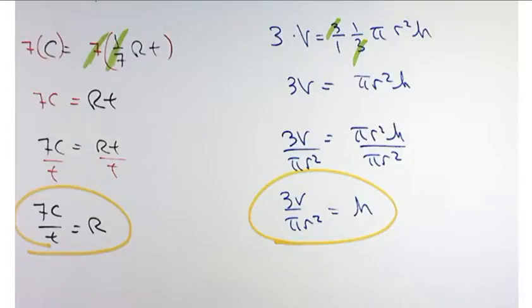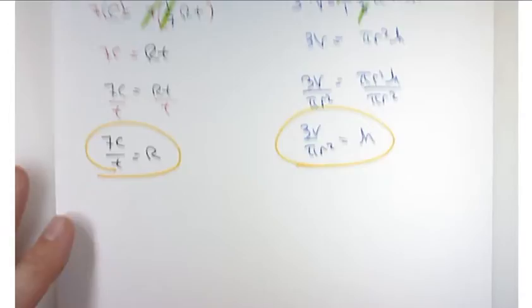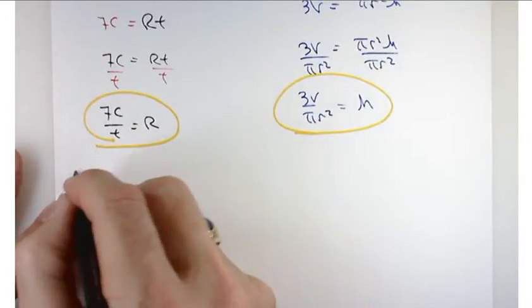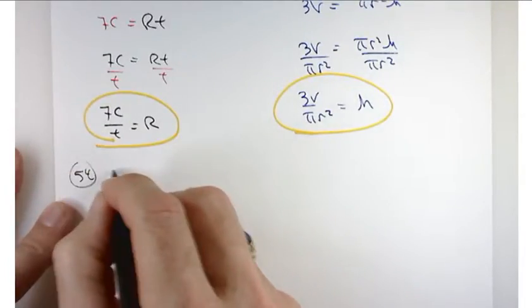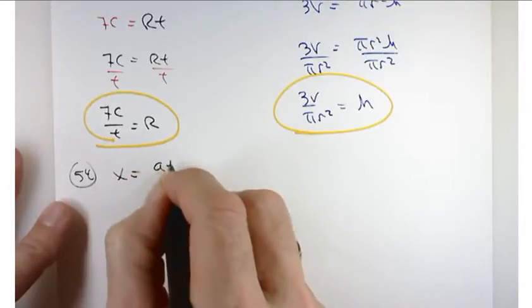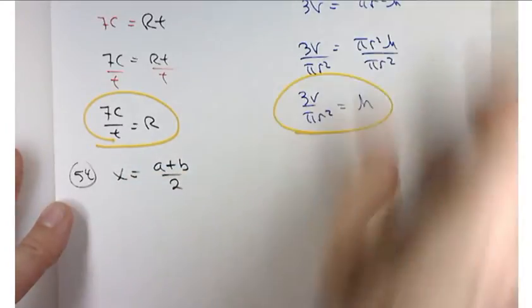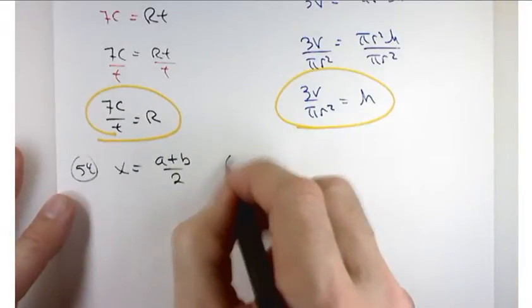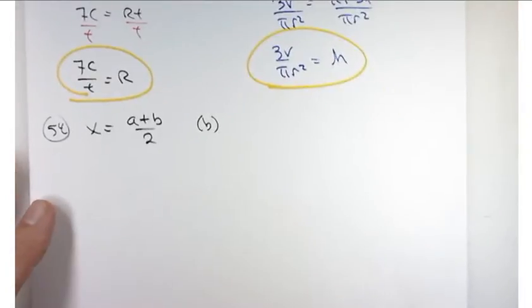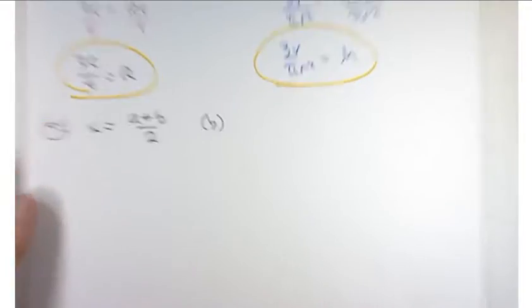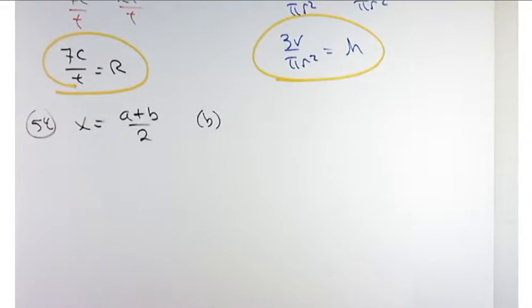Your turn for one. Before I give you one, which will be problem number 54, are there any questions on the first two? Problem 54 looks like this. x equals (a plus b) over 2, and we're asked to solve for b. So this is another one that deals with some fractions. Let's see what you got.